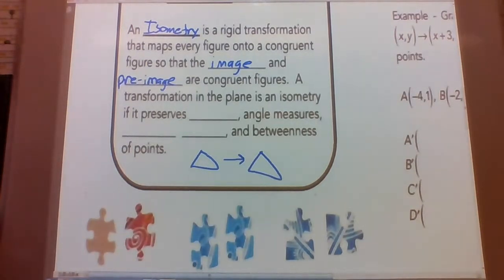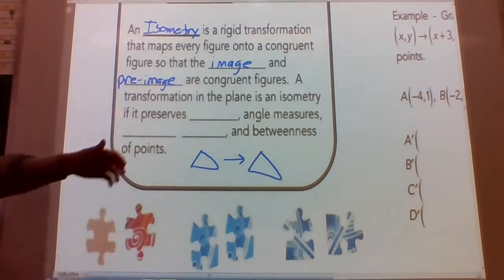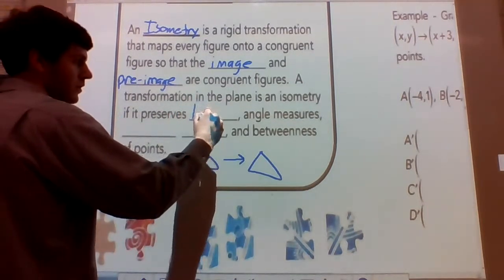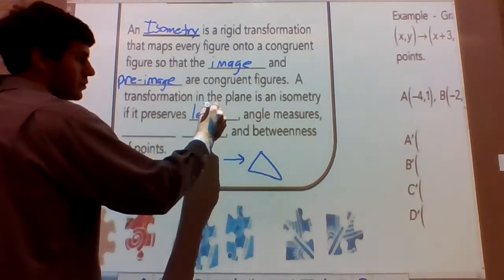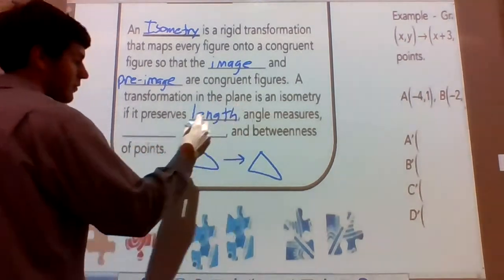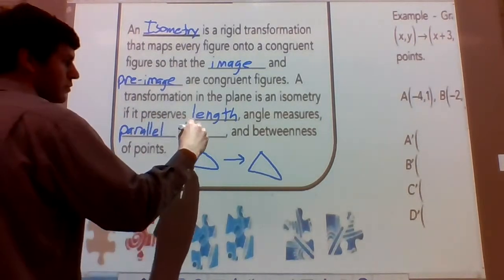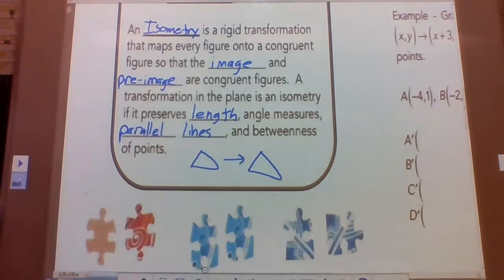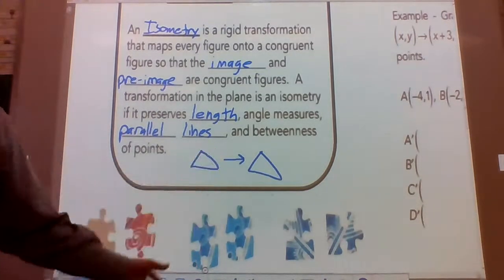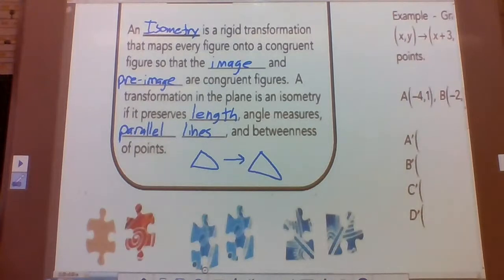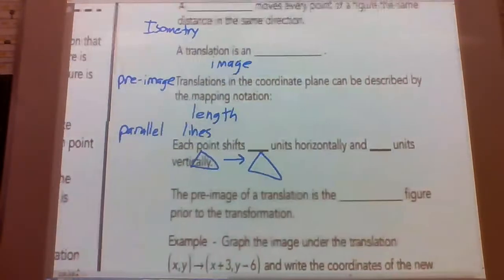Okay, so since they're congruent, we're going to preserve the length of the figures, any angle measures we have, any parallel lines that we have, and our betweenness of points. So basically saying everything is preserved except it's moved its location in space. It's now located in a different position in space or in the coordinate plane. And that's the only thing that's changed. It's just moved up, down, left, or right. Okay, so that's the first side, half of the first page.